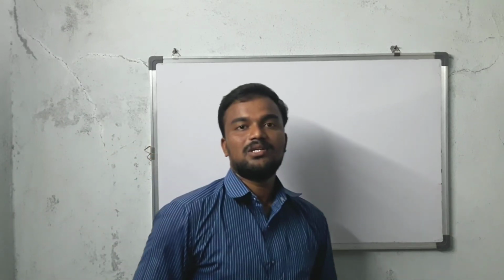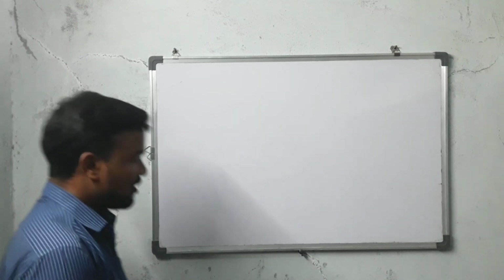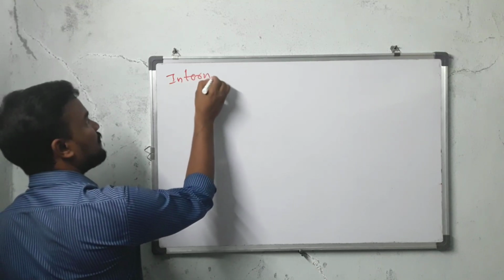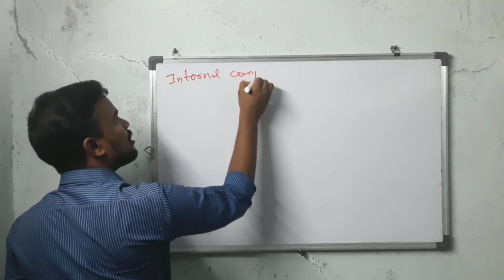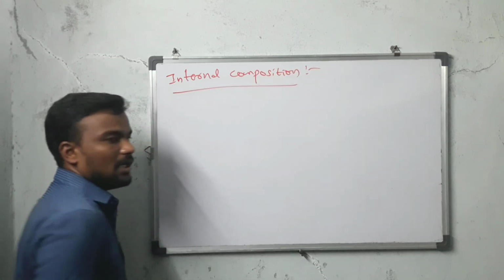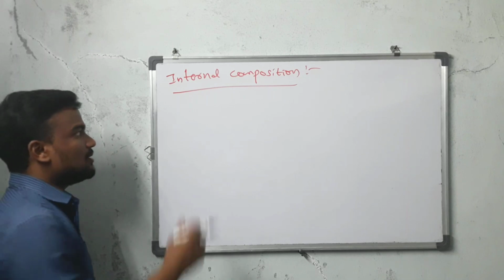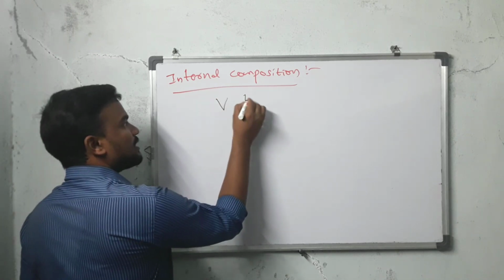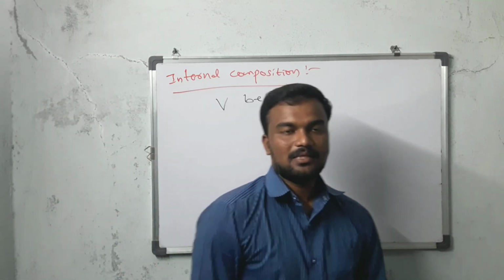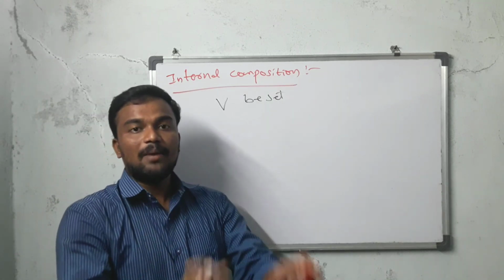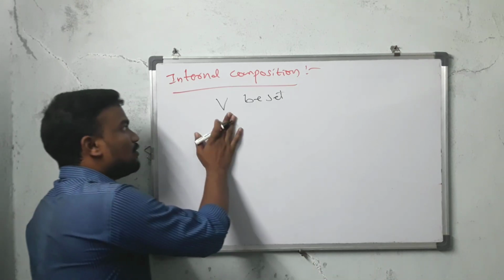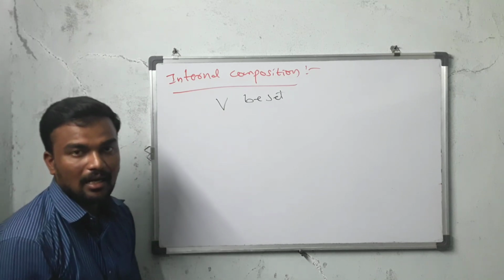So before learning the definition of the vector space, see the definition of internal composition. For example, V is a set of vectors. Internal composition means you study only about the vector set. If you study only about the vector set, then that is called internal composition in general.